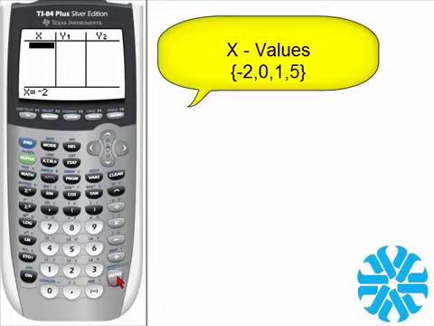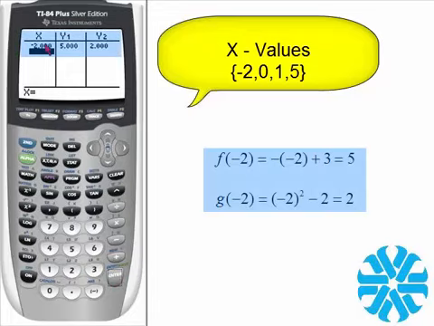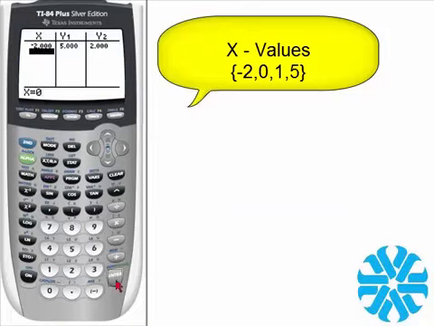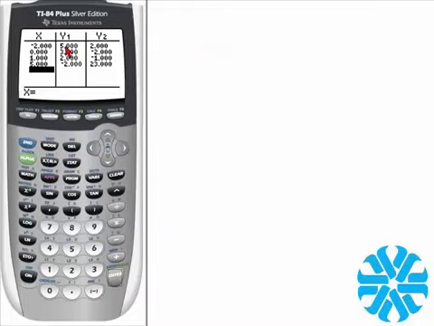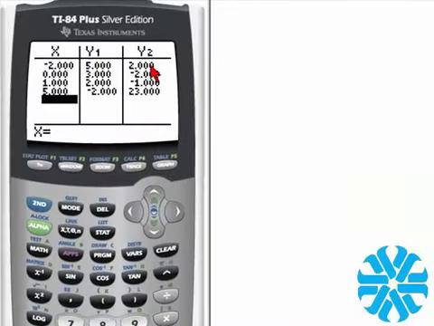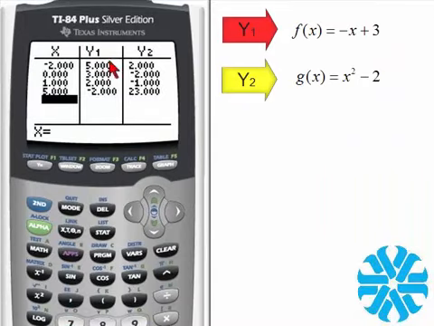-2, enter. Now notice that when we substituted -2 in for x, it automatically gave back our y1 and our y2 value. So it's going to do that each time we input a value for x. So let's put in 0 and then enter, 1 and then enter, and 5 and enter. So here's the corresponding values for y1 and y2, and just remember this was our f of x and then this is our g of x.